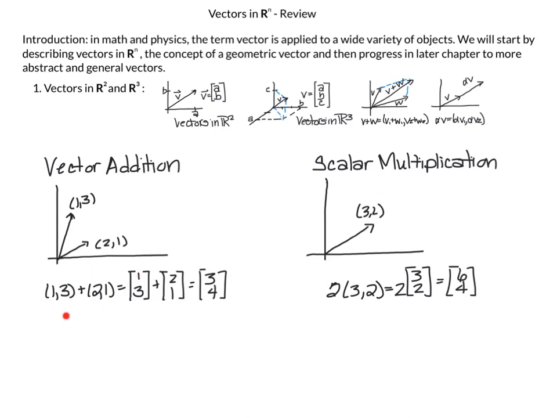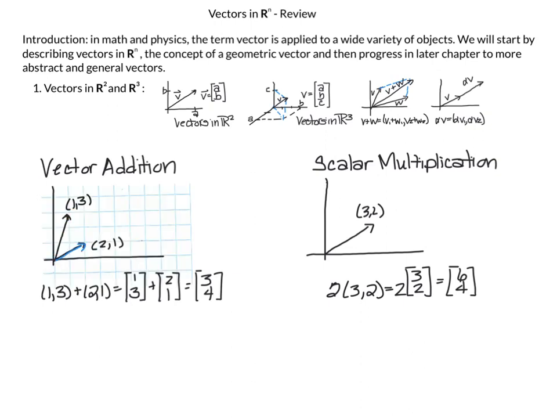So vector addition is a lot like what you're used to from adding points. If you have the point (1, 3) and (2, 1), we can consider that the vector (1, 3) and the vector (2, 1). And we add component by component. So we add the first component and we get 3, the second coordinate and we get 4.